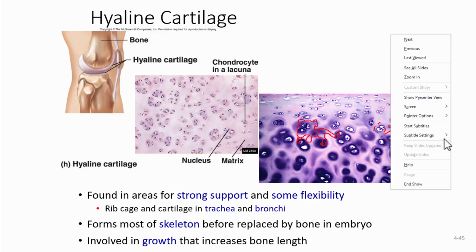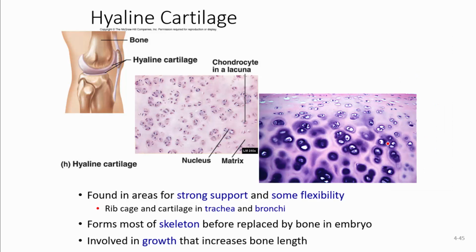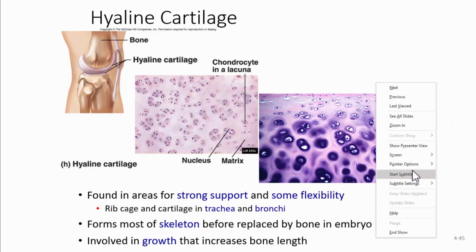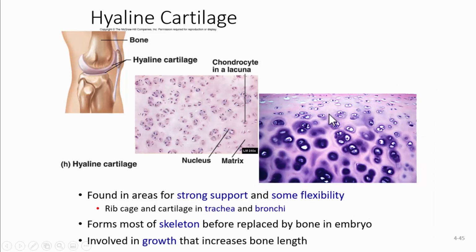But the key point with this, and let me erase everything here and get my pointer back. The key thing with this, though, is hyaline. Like I said, hyaline means glass-like. This looks like you could ice skate on it, doesn't it? Okay, so that's how you remember hyaline cartilage. You could ice skate on it.